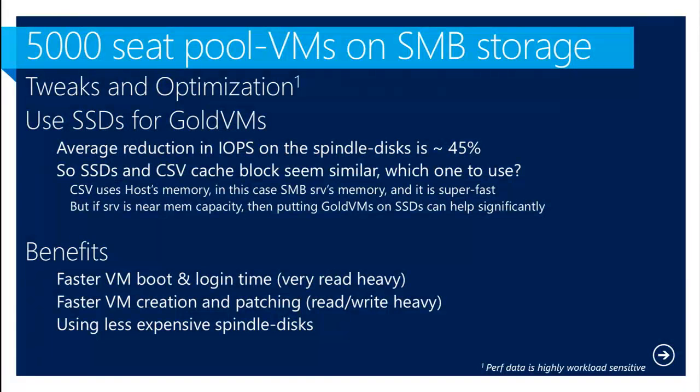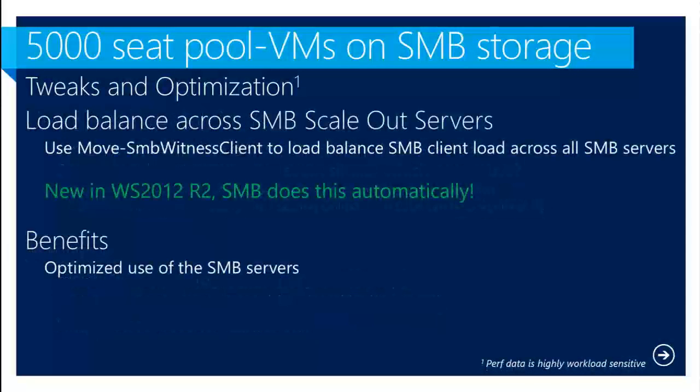So centralization, even though it puts extra burden on your storage network, has the advantage that you can use less costly storage by using the SMB scale-out servers' memory, and also a small number of SSDs for the gold VM. One tweak in 2012: in this scenario, you have tens of hypervisors hitting 2 SMB scale-out servers. You want to make sure there's load balancing going on so that one SMB server is not underutilized while the other one is overused. And there's a command line option for setting this in 2012. In R2, this will happen automatically, so you don't have to worry about load balancing. SMB optimization will do this automatically.